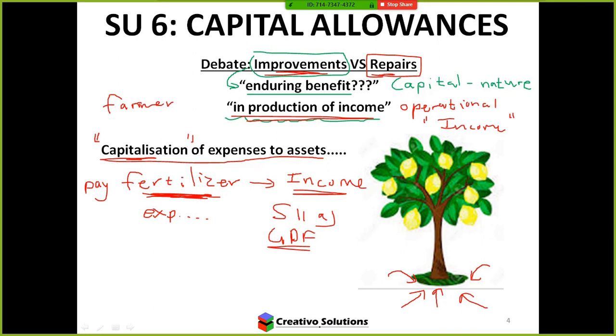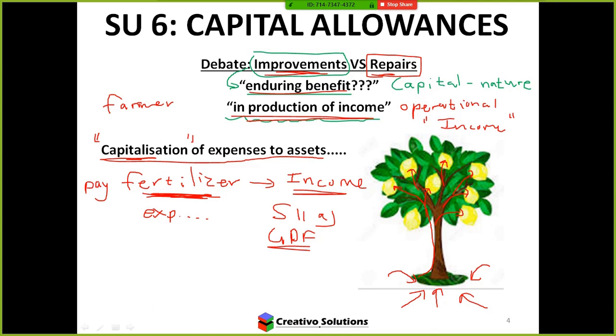Because once that fertilizer is absorbed into the tree, and obviously into the fruits, it's gone. There's no enduring benefit. And this is what SARS uses to distinguish what is capital and what is income. SARS wants to know, is there an enduring benefit? Do you have the fertilizer for a prolonged or indefinite period of time? Is there an enduring benefit? Well, no, the fertilizer gets used up. There's no enduring benefit.